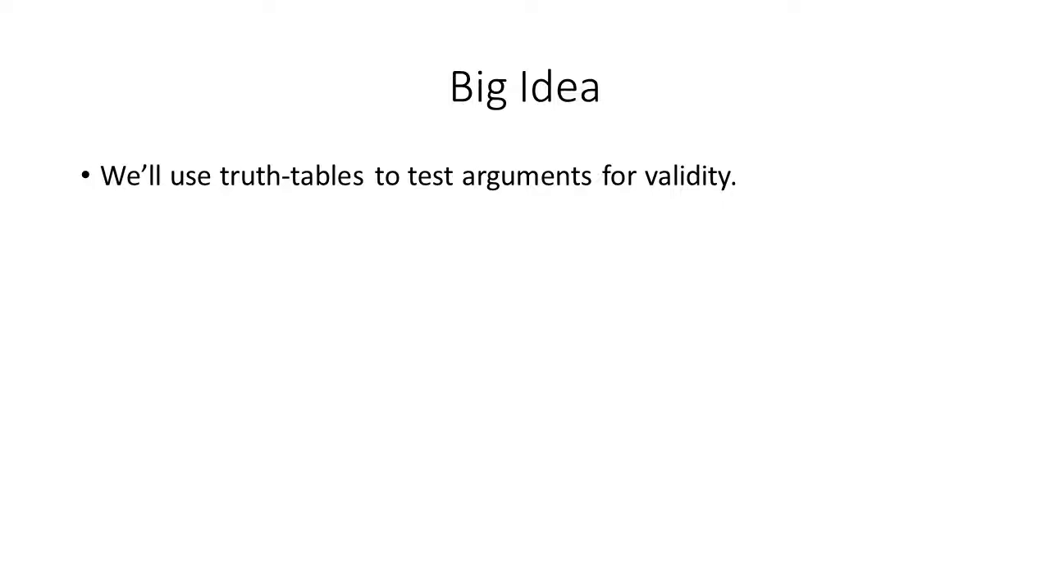So what's significant about the truth table method is that it's always going to tell us, if we do it correctly, whether or not the argument's valid or invalid. So it's a huge advance on what we've been doing. This is really exciting.